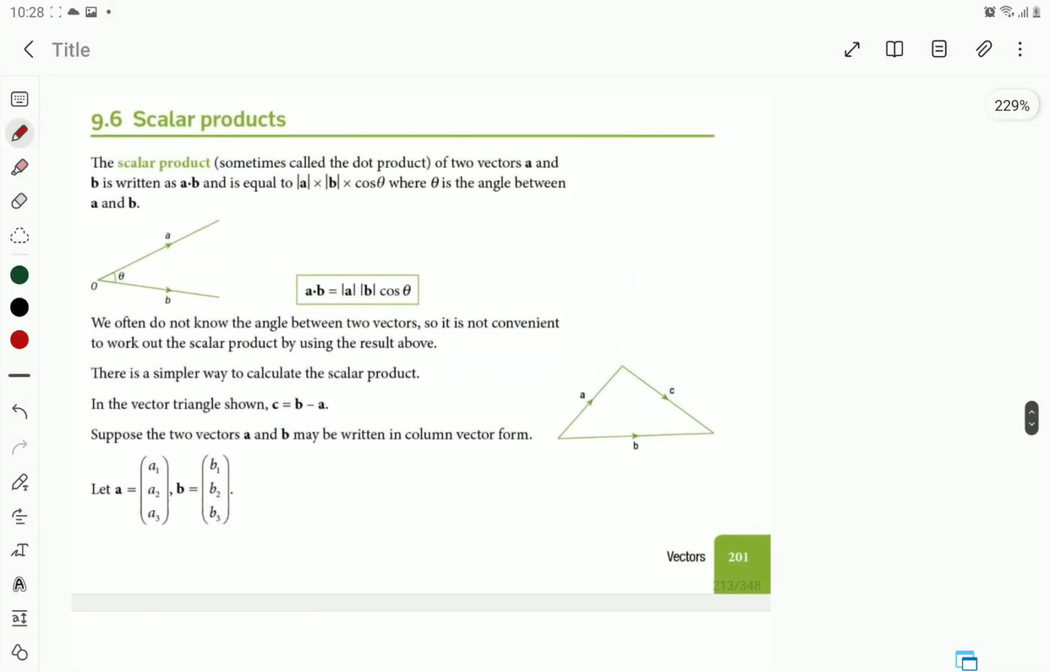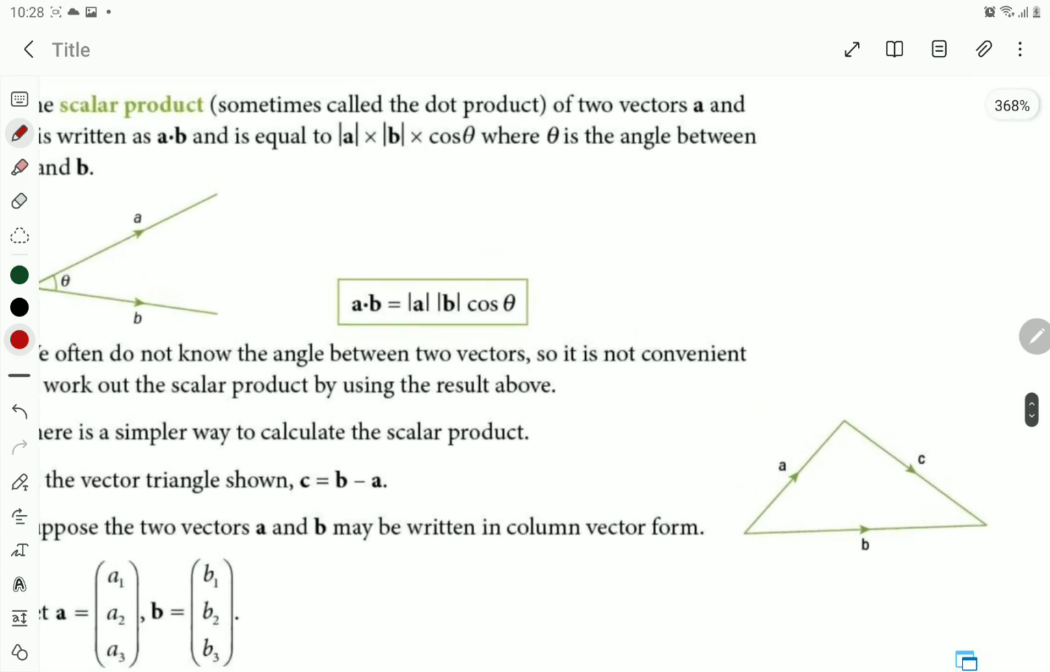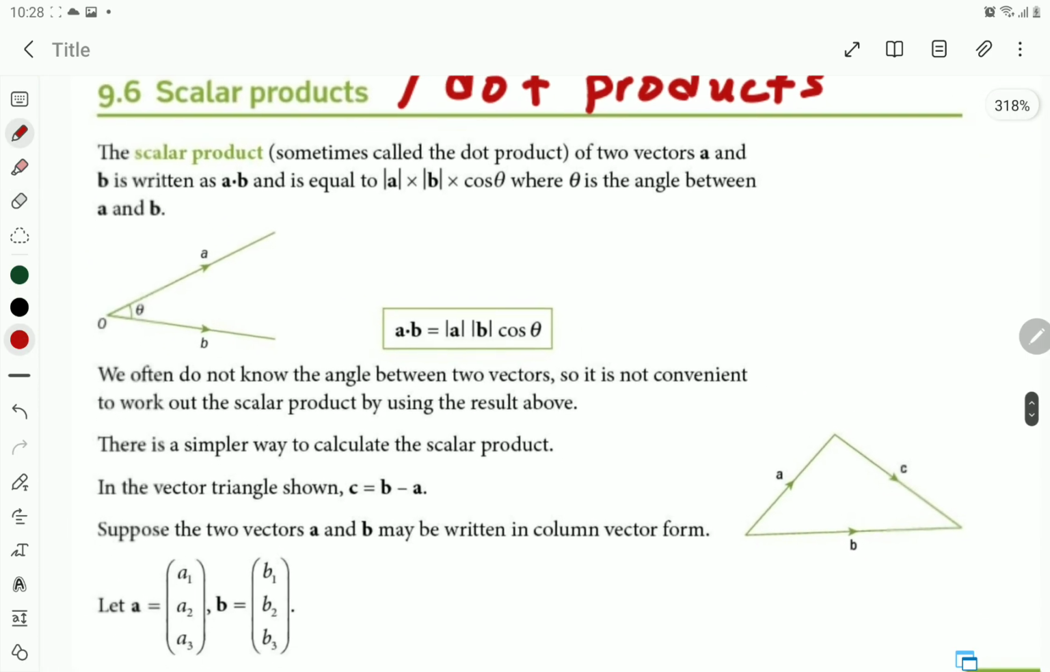To talk about scalar products. So scalar products, my children, are also called dot products. Okay, so dot products. Why is it called dot product? It's actually because, as you can see, it uses the symbol A dot B. So that's why it is called dot product.